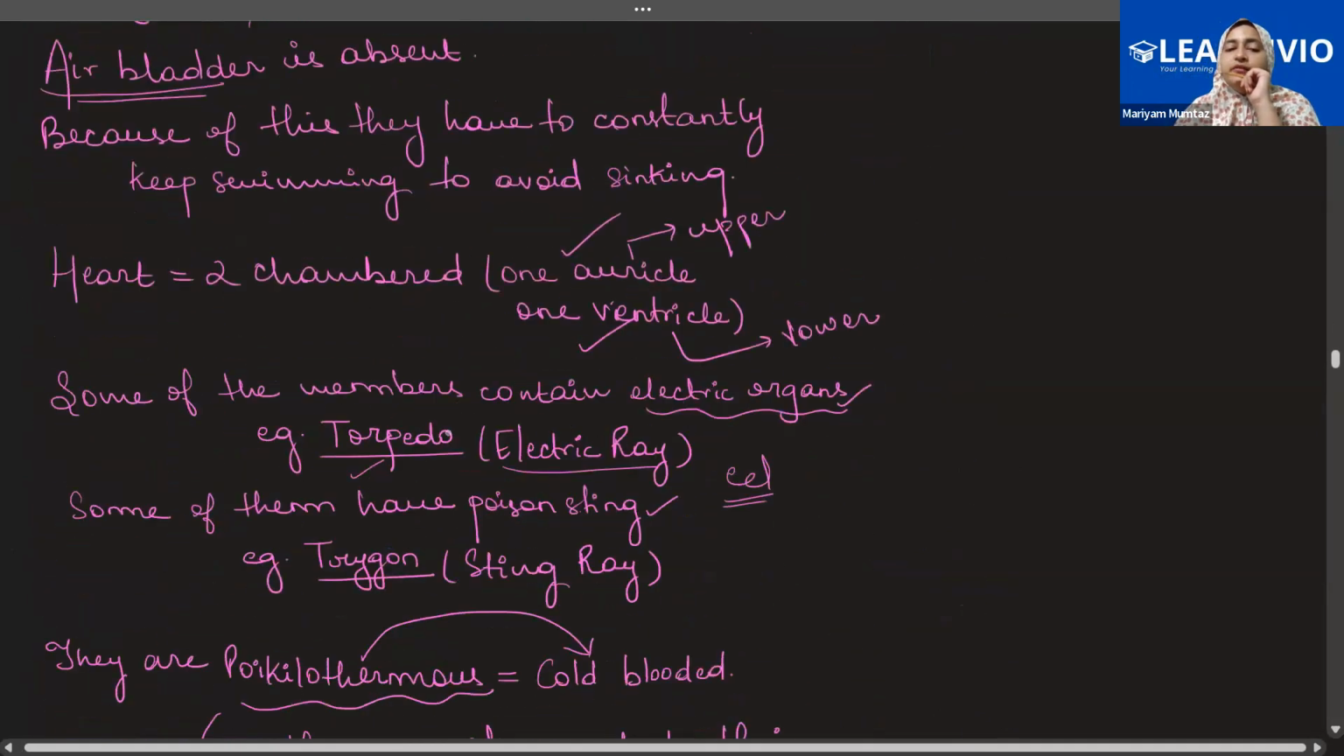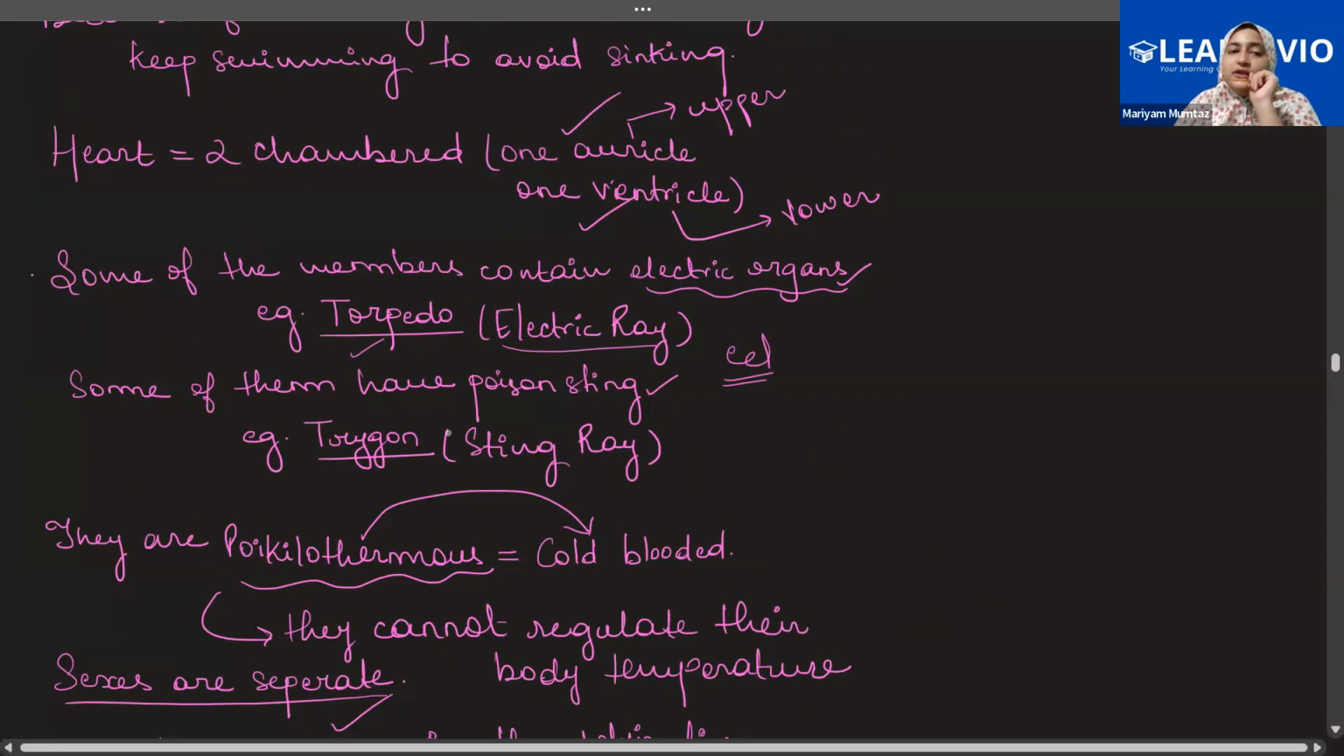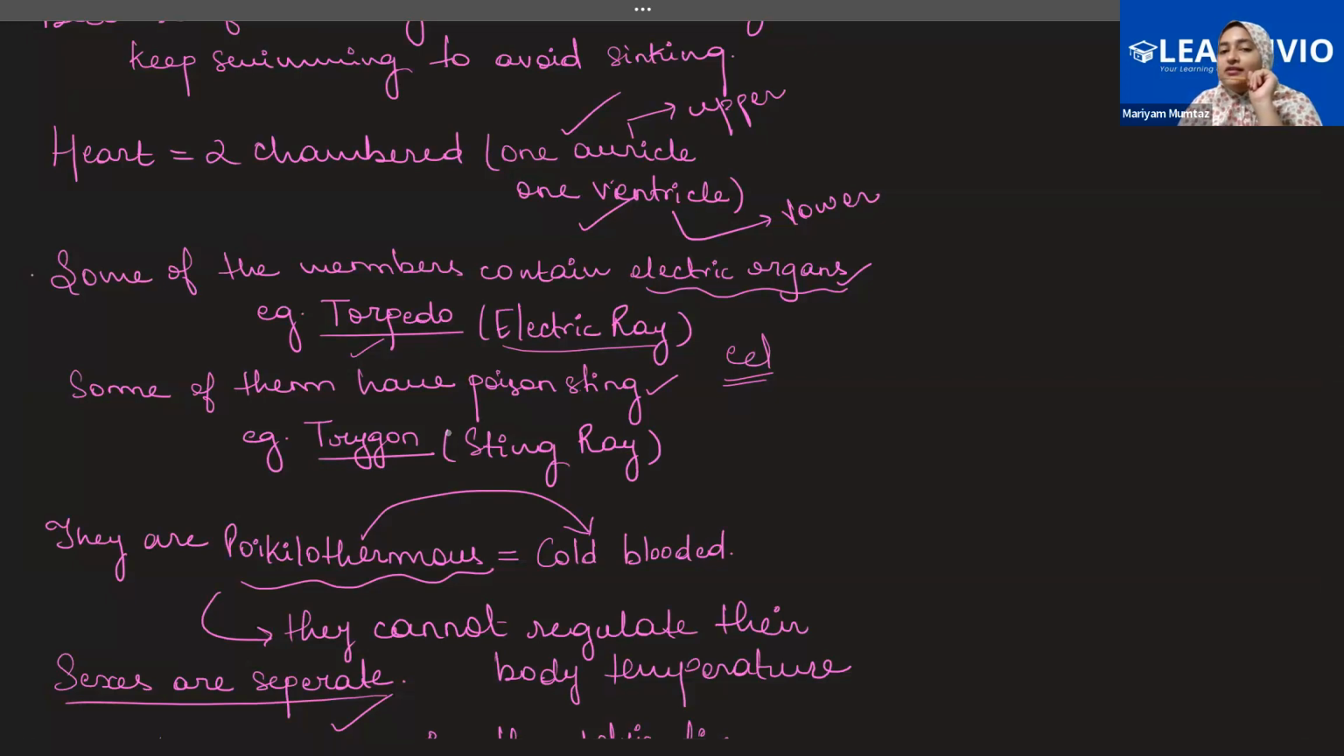Moving forward, they have a two chambered heart. I hope you remember that they have one auricle and one ventricle. Auricle is the upper chamber of the heart, ventricle is the lower chamber. Now, there are some members of this class that have electric organs, and that is torpedo, very commonly known as electric ray. They can give electric shock to the prey or to anyone that comes to attack them. There are some that have a poisonous sting, like trygon, commonly known as stingray.